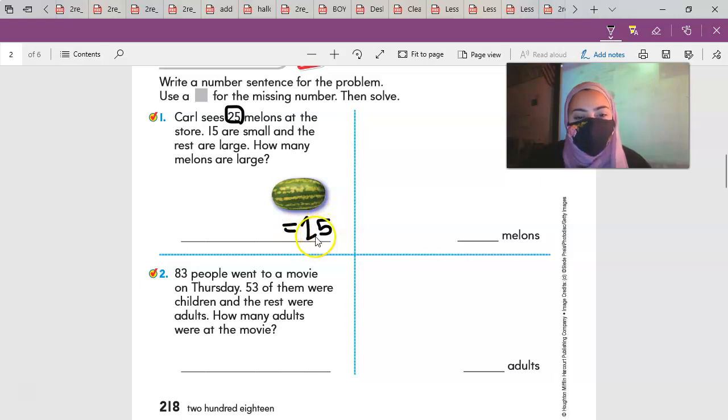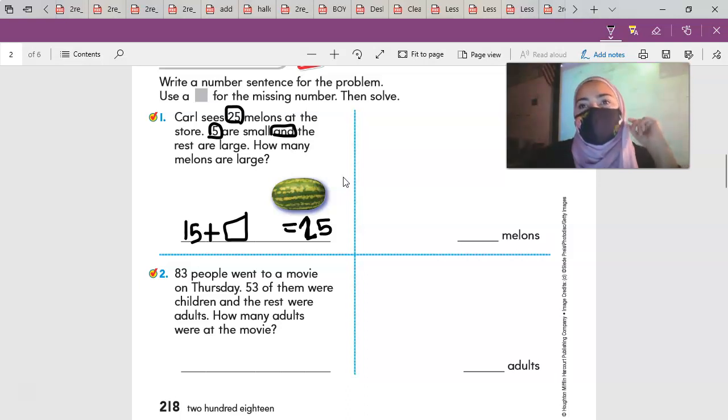I know, we're just reading it step by step. 15 are small and means add, and the rest are large. Do we know how many are large? No, we just know that the rest are large. That's an empty box. How many melons are large? So 15 plus what is 25?